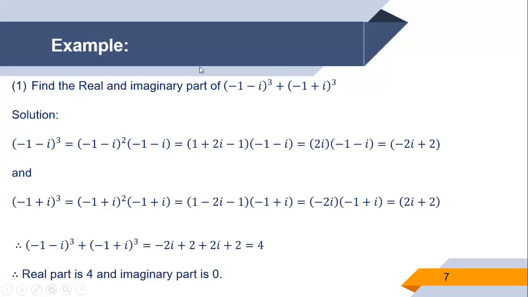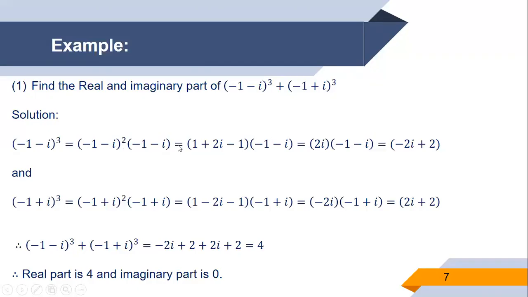Now take some examples. First example, find the real and imaginary part of minus 1 minus i raised to 3 plus minus 1 plus i raised to 3. So how to find the real and imaginary part? First we consider minus 1 minus i raised to 3. Now here the power is odd, so we write it in this form: minus 1 minus i square into minus 1 minus i.